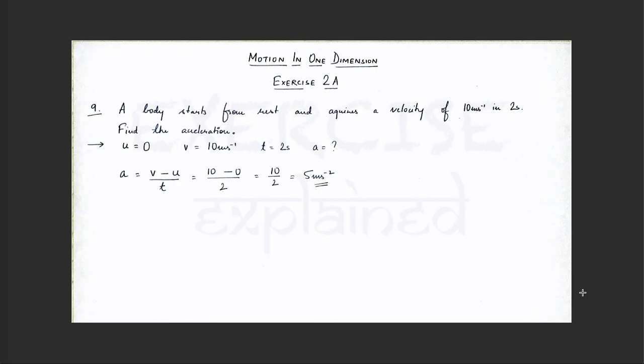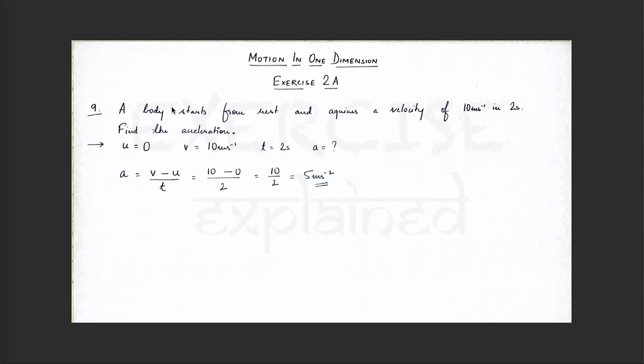Now getting into the next question, that is question number 9, motion in one dimension, exercise 2A, ICSE 9th. A body starts from rest and acquires a velocity of 10 meter per second in 2 seconds. So now this is a new type of problem for all of us. Whenever they write starts from rest, we need to understand that the initial velocity is 0, because it is starting from rest, and at rest velocity is 0. So we take initial velocity as 0. Remember, whenever it is given as starts from rest, we take u is equal to 0.